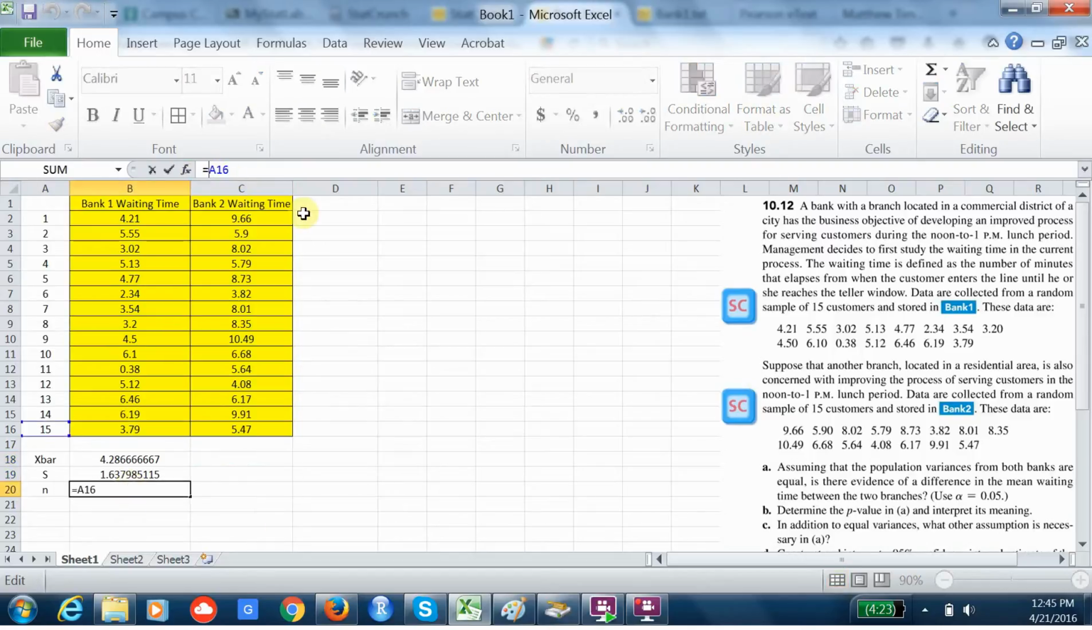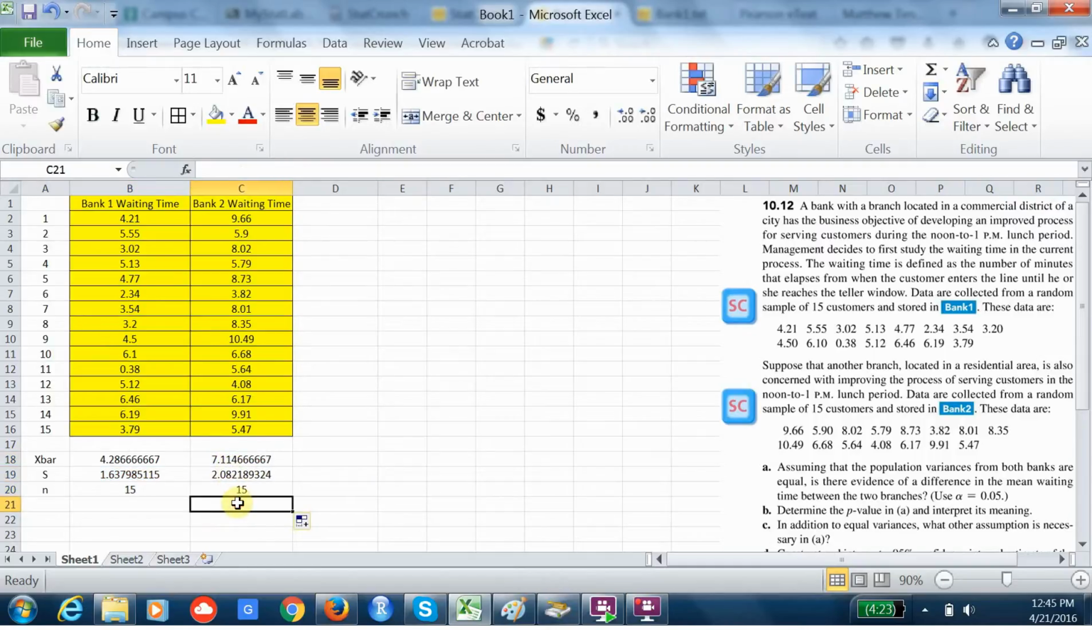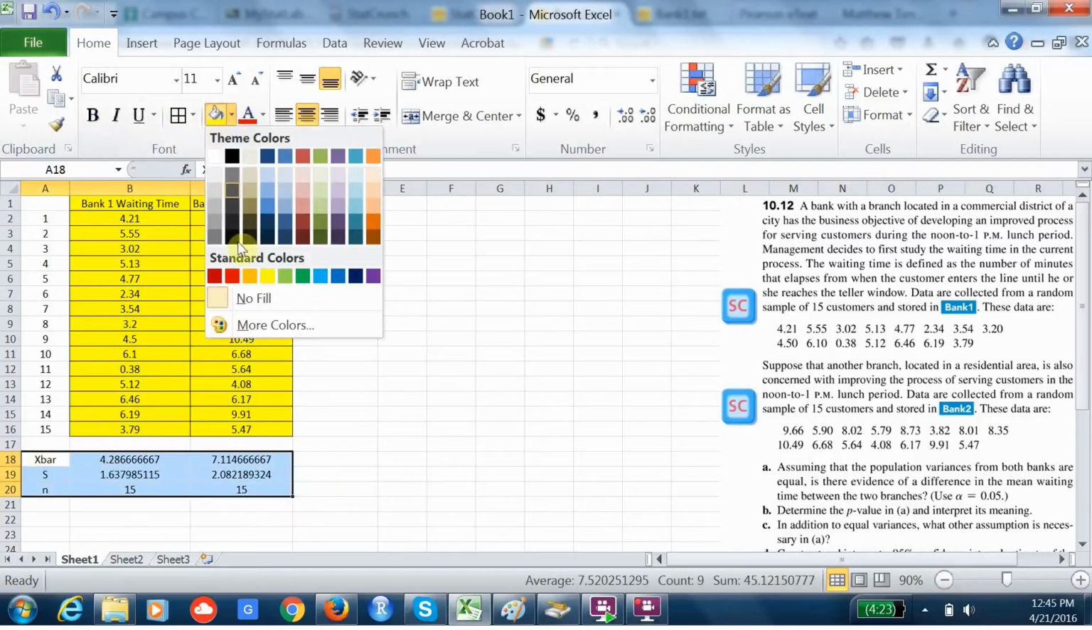I'd have to anchor this actually. It's probably a little more work than it's really worth, right? But notice that if I highlighted this whole thing and dragged it over, it'll automatically do all these calculations for me, so save you a little bit of time. Okay, so now I have the main summary statistics I need to do my computations.